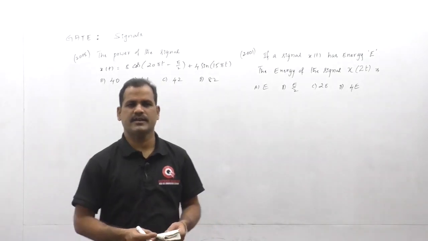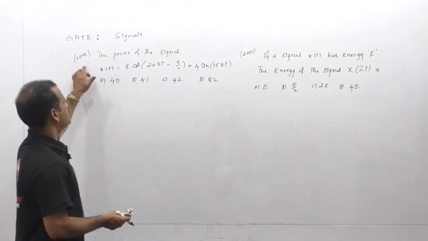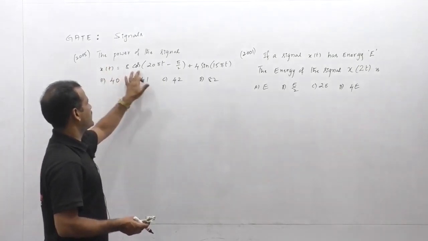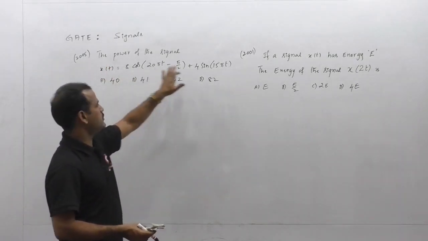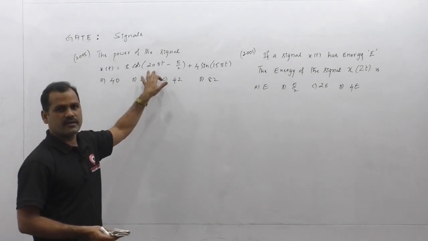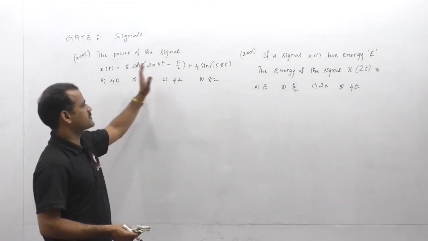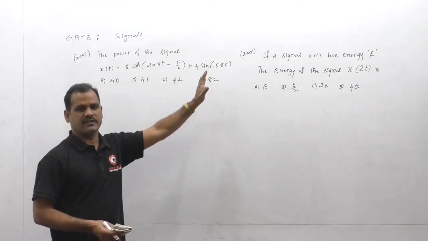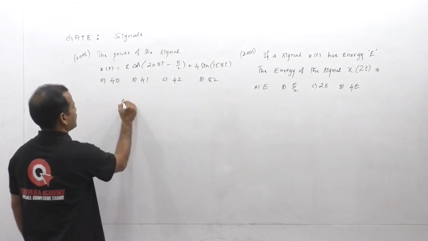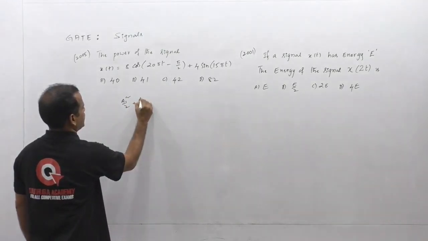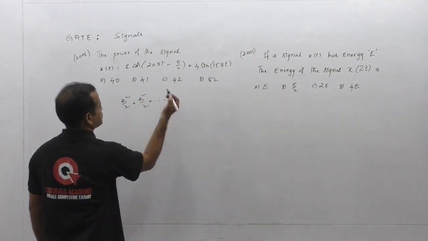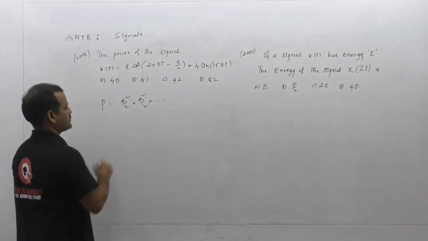This question was asked in GATE 2005, where the power of the given signal x of t, which is the sum of two periodic or sinusoidal signals, is asked. We have an observation about the power of a sum of different sinusoidal signals, that is A1 squared by 2, A2 squared by 2 and so on. This is the overall power of the signal.